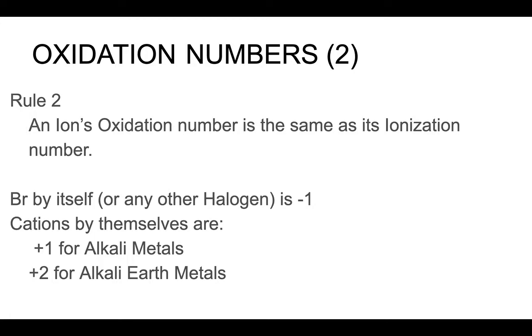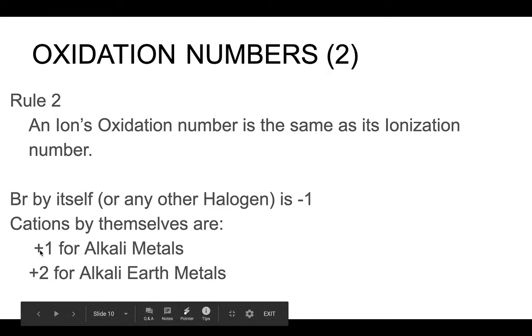Rule 2, an ion's oxidation number will be the same as its ionization number. So if we have an ion with a charge on it, its oxidation number just equals that charge. So for example, all the halogens will have an oxidation number of -1. That's the ion charge they would have. Cations by themselves, for all of the group 1, column 1 alkali metals, they're all going to have an oxidation number of +1. All the alkali earth metals, they're going to have an oxidation number of +2. These are the charges they'd have as ions. It's also their oxidation number.